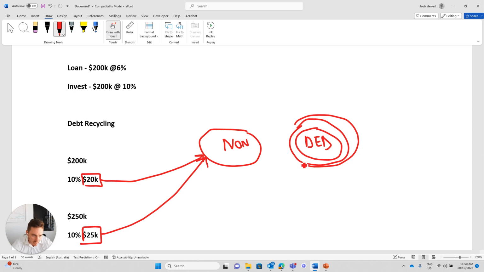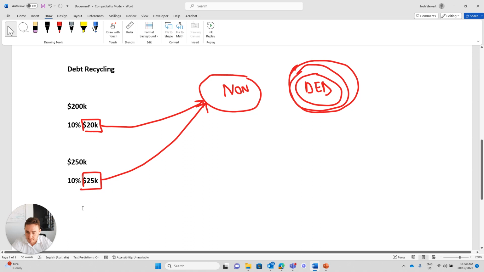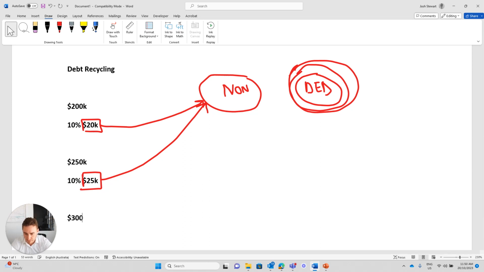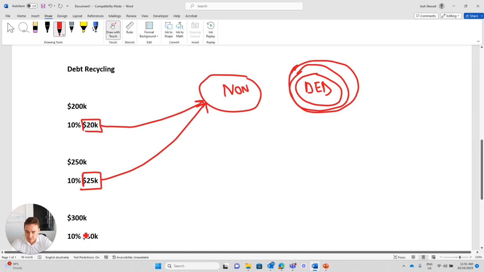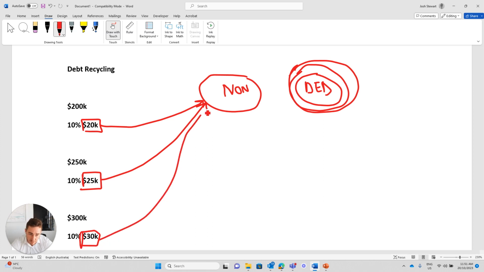And then I go back to the bank and I increase my deductible debt. I increase that limit. And now I have 300,000 and I make my 10%. So I've made 30% for that year. And the 30,000 for that year, I push that back into my non-deductible debt to pay that loan down. So that loan is going down. While this loan is increasing, that one's going down. And it's going down faster if I've made an investment return that's higher than what the interest rate has cost me.